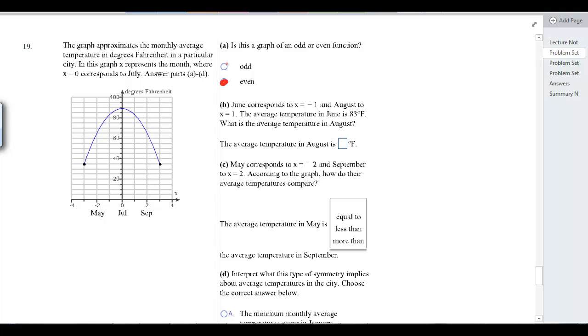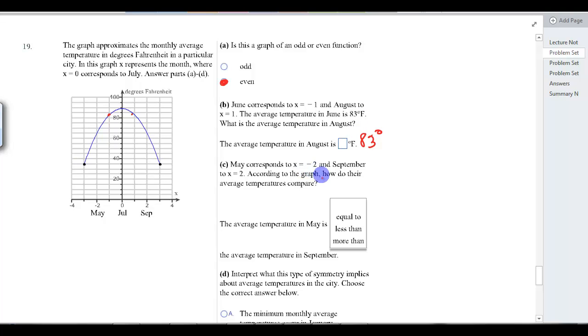All right, June corresponds to x equals -1 and August to x equals 1. The average temperature in June is 83 degrees. The average temperature in August is, well, let's look here at June, we're here, and here in August, we're at the same value. So we would have 83 degrees.